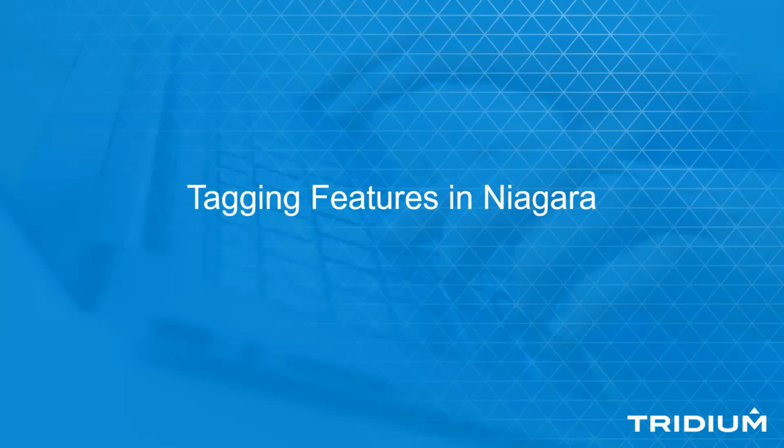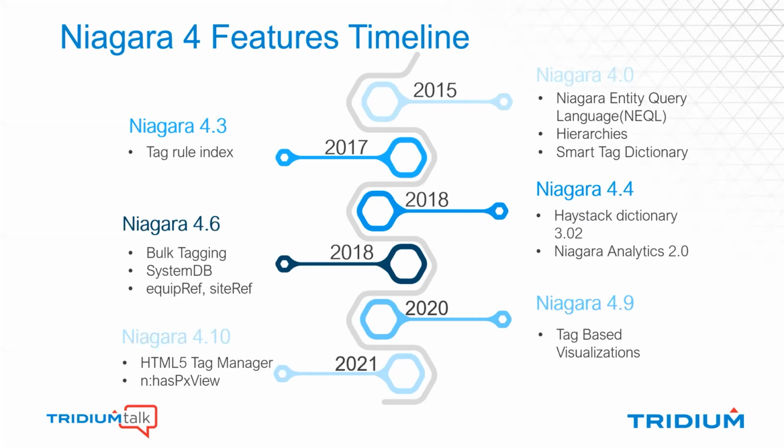So let's take a look at some of the tagging features that have been introduced since Niagara 4.0. So in 2015, Niagara 4 was introduced, and we were proud to announce the Niagara Entity Query Language, which is the mechanism that we use to search for tags within a Niagara station. Now we introduced hierarchies as well, and its use with tags is absolutely essential to its operation. And really, it's an important thing in enabling that indelible end user experience as they navigate through their systems.